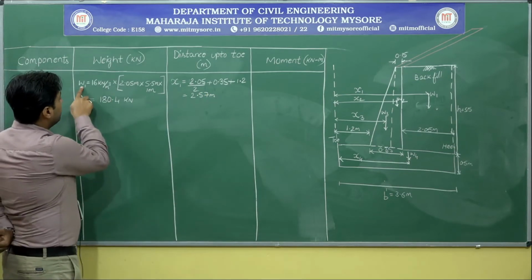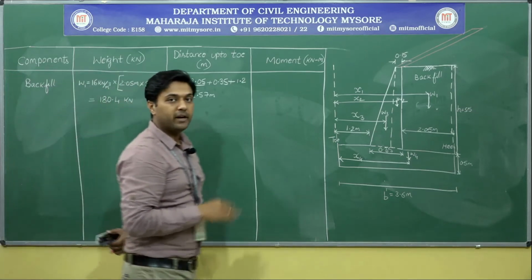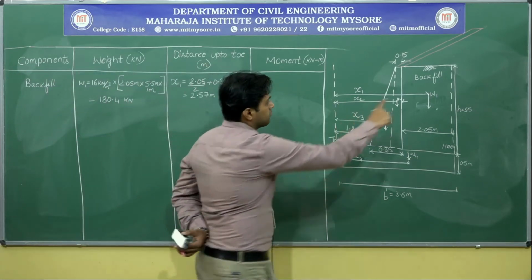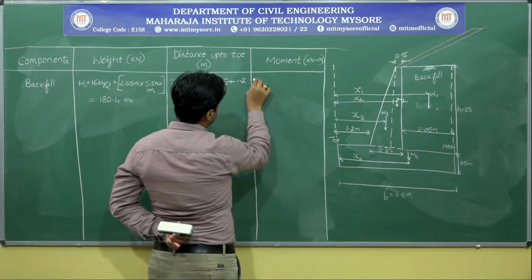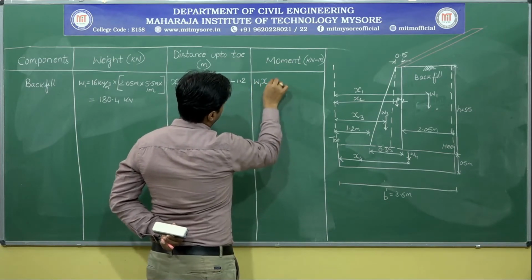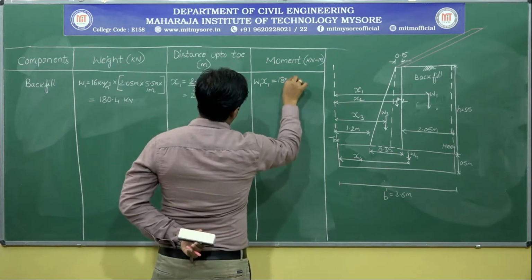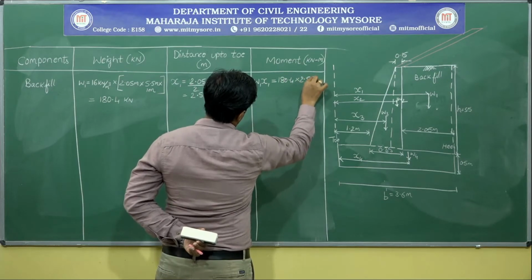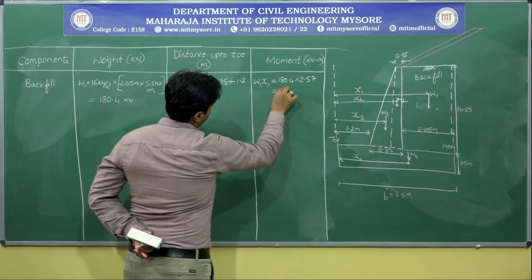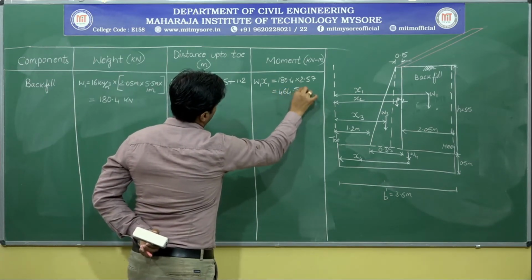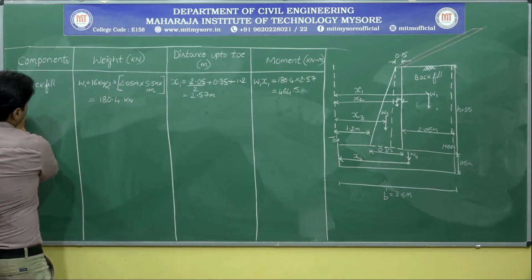Now that we know W1 and X1, let me calculate the moment also. How to calculate the moment? Force into perpendicular distance, so W1 into X1. If you multiply 180.4 into 2.57, what is the value that we will be getting? 464.5 kilonewton meter. So we have calculated for the backfill.